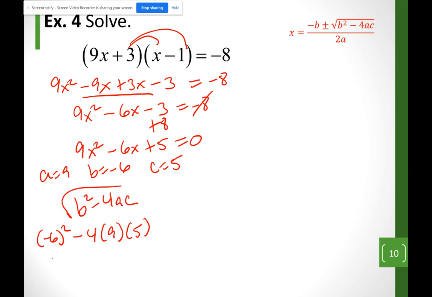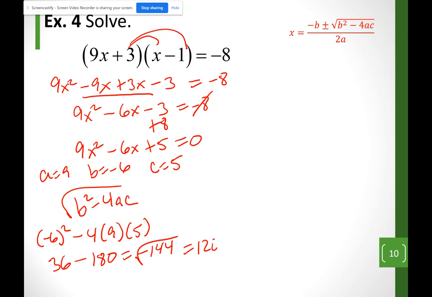Right, negative 6 squared is 36 minus 4 times 9 times 5 is 180. Now 36 minus 180 is negative 144. Let me get the square root of it. I know the square root of 144 is 12. So the square root of negative 144 should give me 12i.